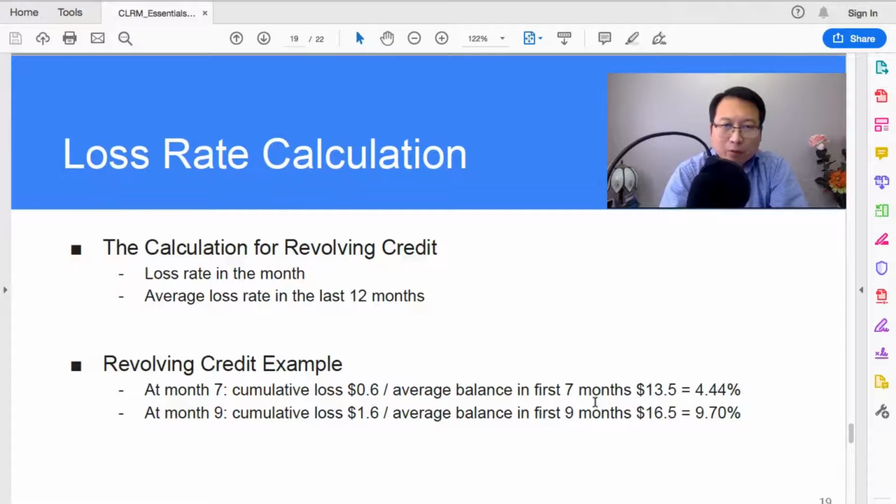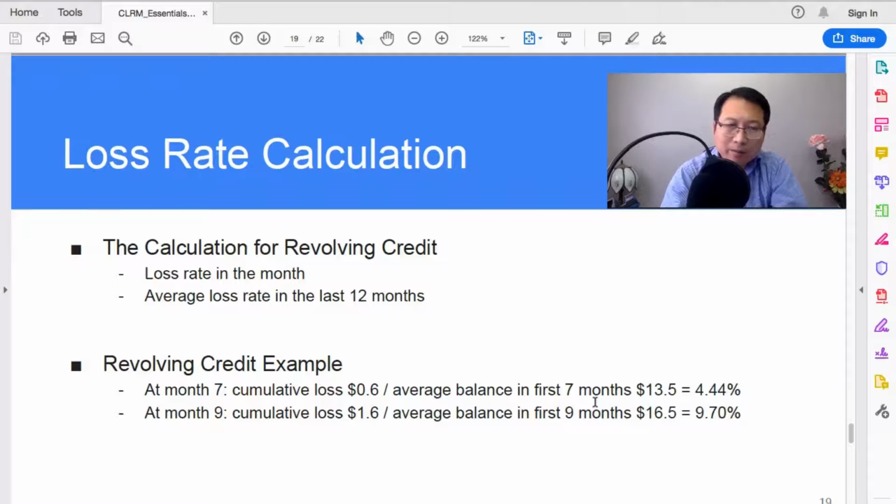Let's fast forward another 2 months. At month 9, now your cumulative loss is 1.6 million. Your average balance becomes 16.5 million. So then your annualized loss rate is 9.7%. You can see that there's a jump in these 2 months.